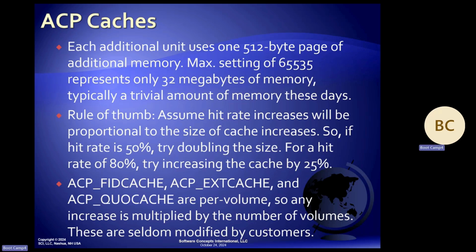ACP FID cache, ACP EXT cache, and ACP Porta cache are per-volume caches. That means VMS is going to allocate that much space for every disk volume on the system. So if you increase it, the amount of memory used is going to be multiplied by the number of disk volumes. And we find that customers typically don't modify those. They tend to be okay without that. We don't find them to be modified much in practice, but the others are often useful to modify to improve performance.